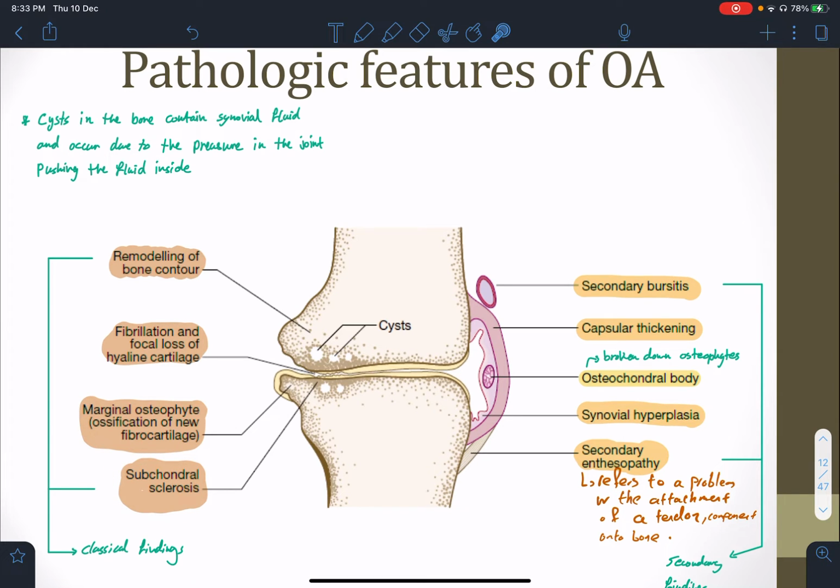Subchondrosclerosis, with secondary bursitis. Within the inflammation, you might have your bursa involved, and you'll have a secondary enthesopathy. Enthesopathy means inflammation of the tendon insertions, and you'll notice some synovial hyperplasia due to inflammation too. Osteochondral bodies are broken down osteophytes, and you'll notice some capsular thickening.